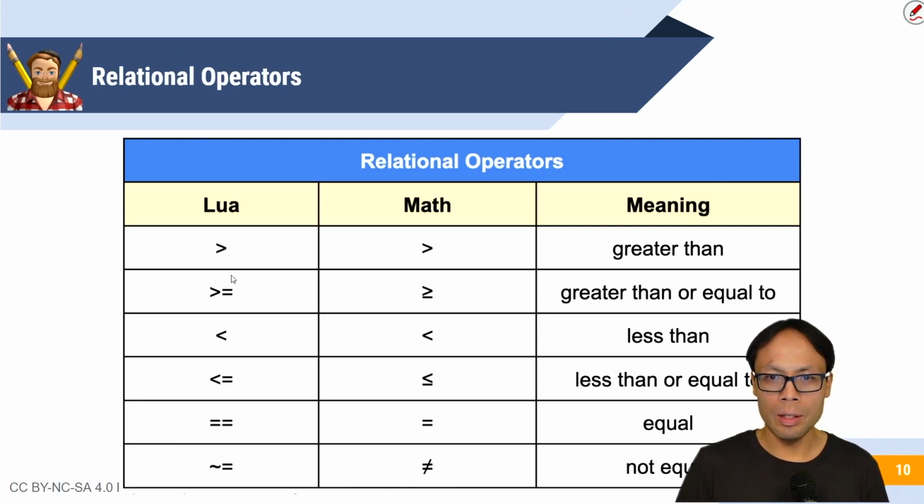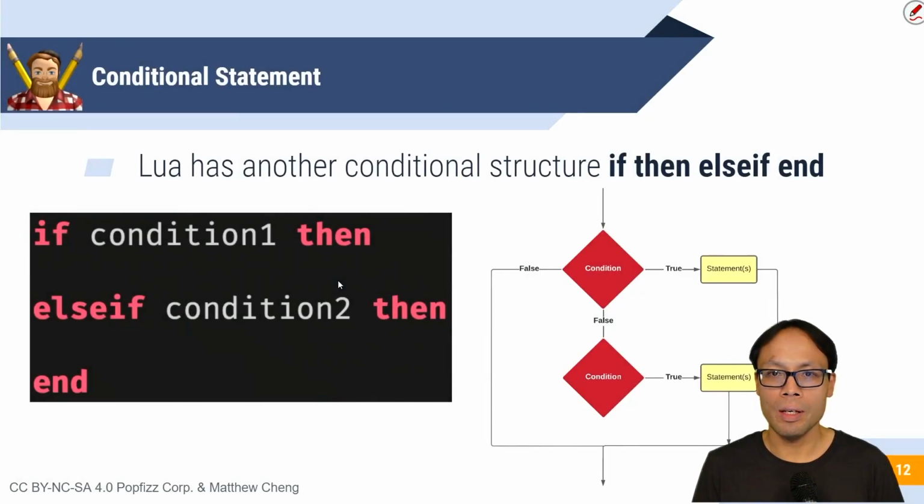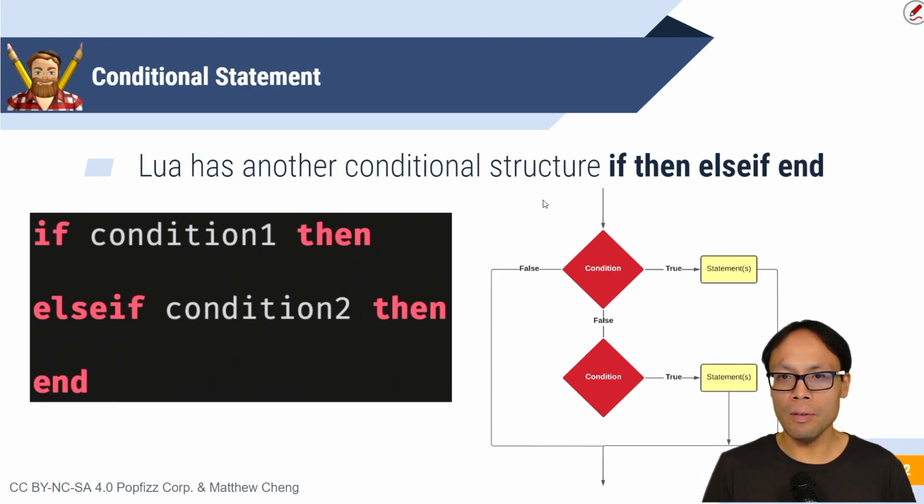We have the greater than or equal to, the less than or equal to. To test for equality, we have equal, equal, and to test for not equal, we have the tilde and equal. Many computations require more than a single if-else condition, so sometimes you may need to make a series of related comparisons. Now to do that, Lua has another conditional structure called an if, then, else if, end.